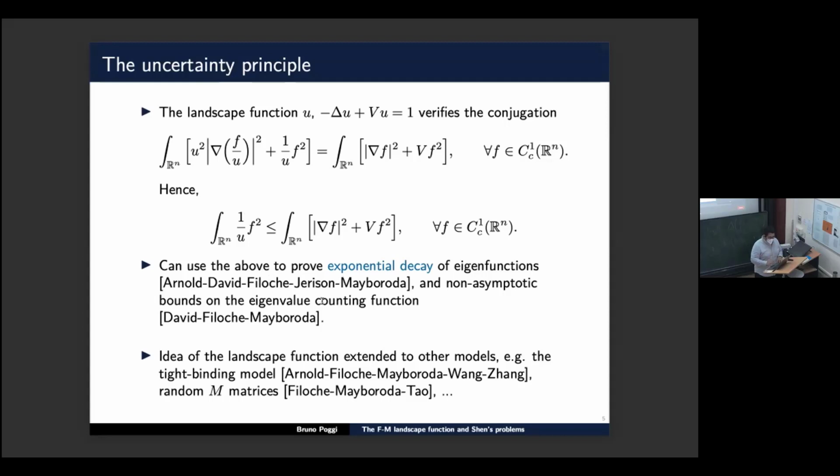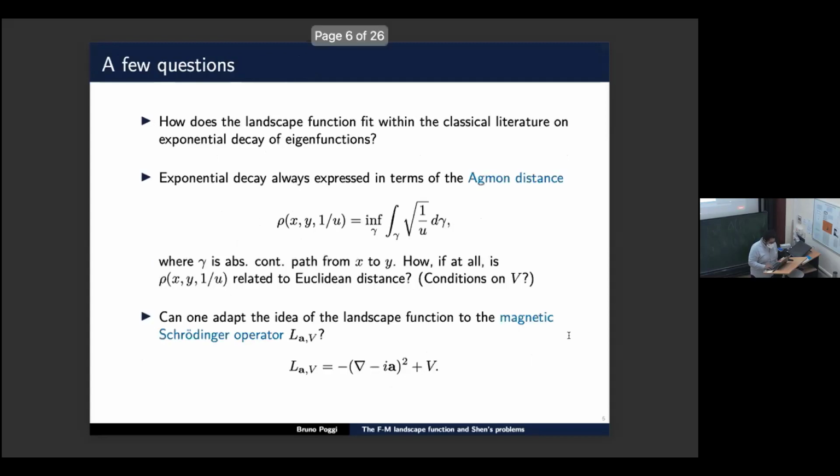Now, this has been extended beyond the Schrödinger operator to other models, like the tight-binding model for the Schrödinger operator, which is basically a discrete Schrödinger operator, and also for random matrices. There is an interesting extension of these ideas. Okay, now some questions I want to focus on in this talk are as follows.